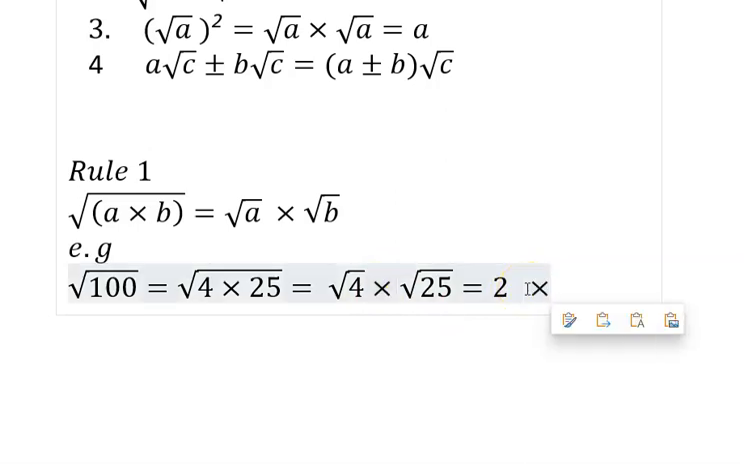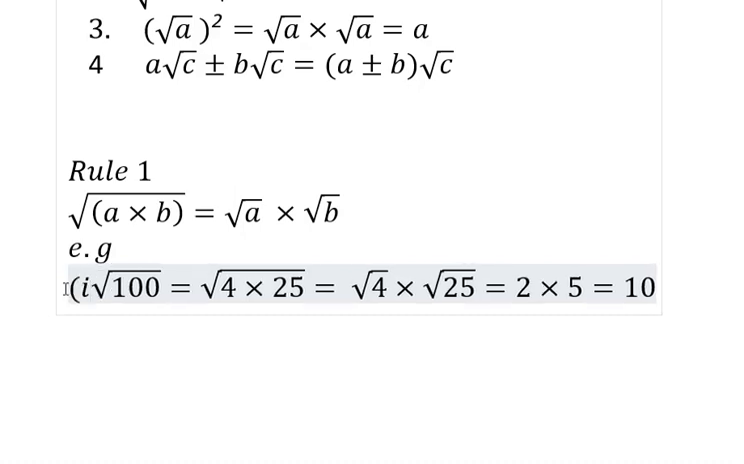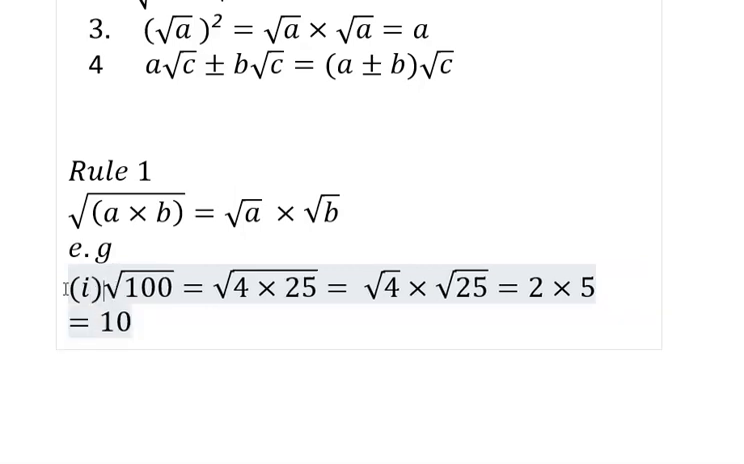Times what we have here. Root 25 is 5. Awesome. So 2 times 5 will give you 10. Beautiful. So naturally, if you bring out your calculator and punch square root of 100, it will give you 10. But if you are operating in SURD form, you have to follow this rule number 1. It is very important. So let's call this example 1. Beautiful. So let's take another example.